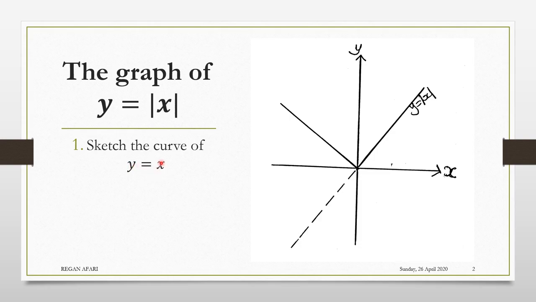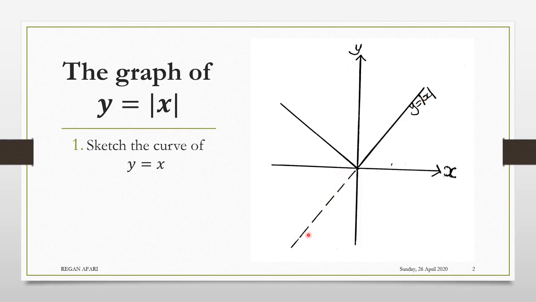Take any number for x. You can say let x be equal to 0. When x is equal to 0, y will definitely be equal to 0, so this is the point. Then if you let x be equal to 2, y is also going to be 2, so we get this point. Then you join the 2 points. It will pass through the origin. So this is the curve of y is equal to x.